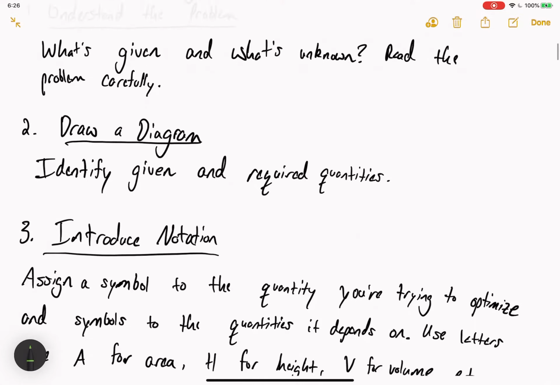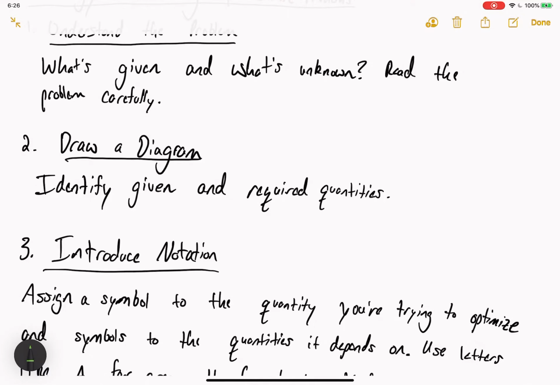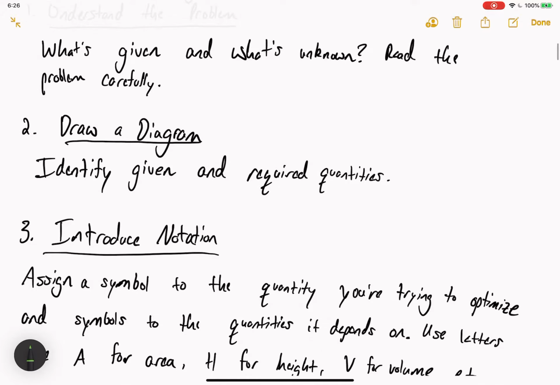The second step, usually draw a diagram. Drawing a diagram definitely helps. It allows you to identify given and required quantities, and is always recommended if you can do it. If the problem has something you could draw, just go for it.